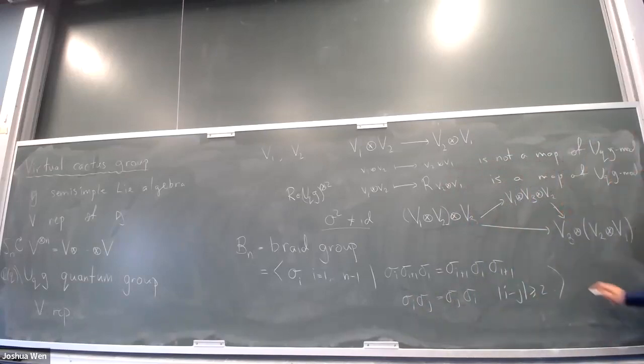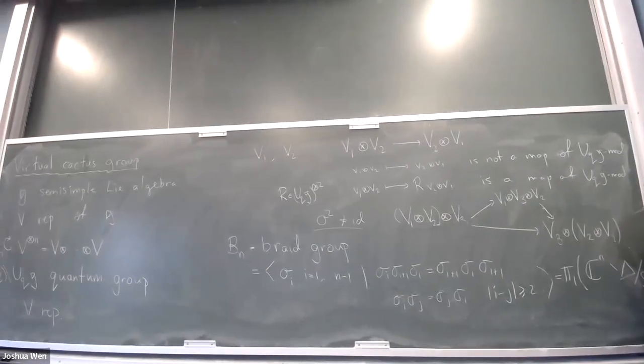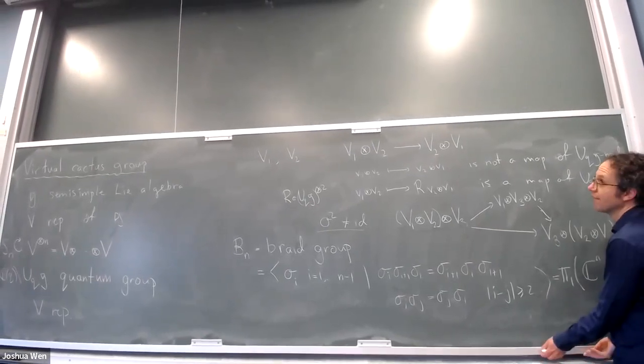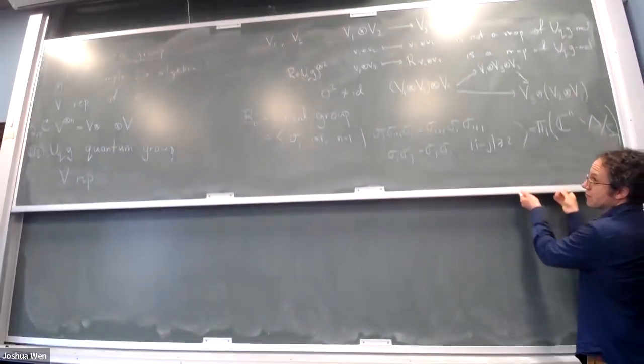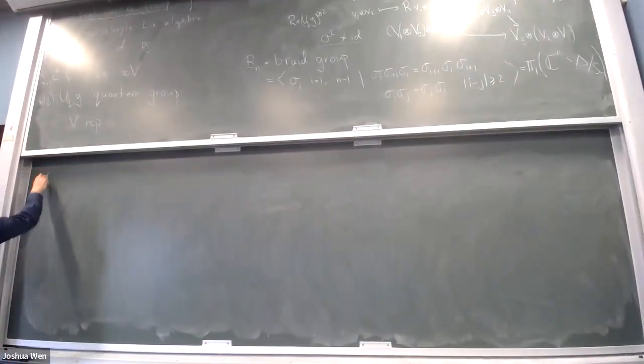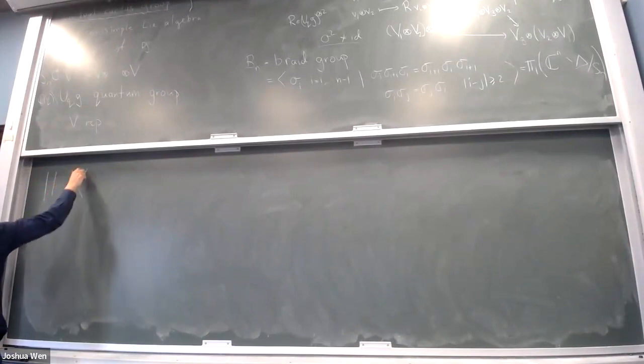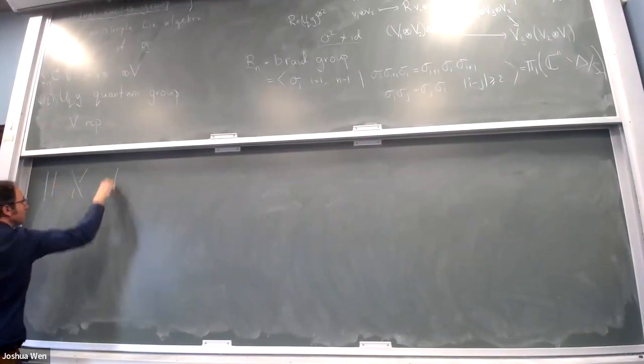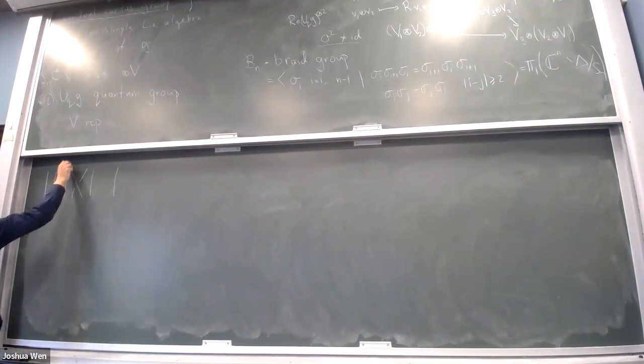And this group has a topological realization, which is why it's called the braid group, as the fundamental group of the space of n distinct points in the complex plane. From that perspective, you can picture an element of this braid group as a braid. So this generator sigma_i corresponds to a picture like so, which swaps the i-th and (i+1)-st strands, and a more general element of the braid group is a braid.